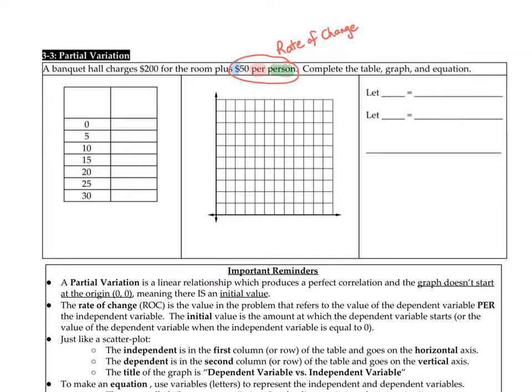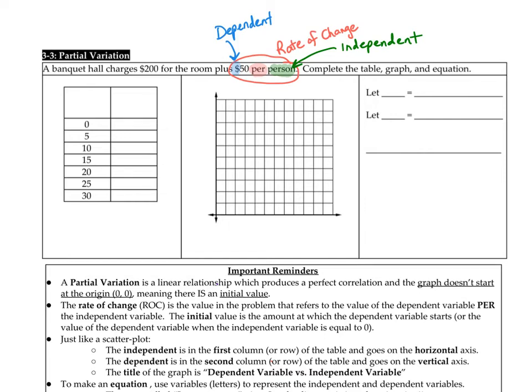So then you ask yourself, which one is dependent, which one is independent? Does the amount of money depend on the number of people, or does the number of people depend on the amount of money? So it should be that the amount of money depends on the number of people. And what you'll actually find is that the dependent is always the first variable, and the independent is always the second variable when it's written out as a rate of change.